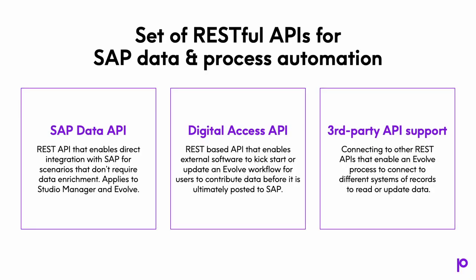So we've talked about the SAP Data API for moving data from other systems into SAP and in cases where it doesn't require enrichment. We've talked about the Digital Access API where other systems can kick off a workflow that ultimately ends up in data ending up in SAP. Now let's talk about third-party REST APIs and how we can integrate with other systems and use those APIs to further enhance your automation, your end-to-end automation solutions, if you will.